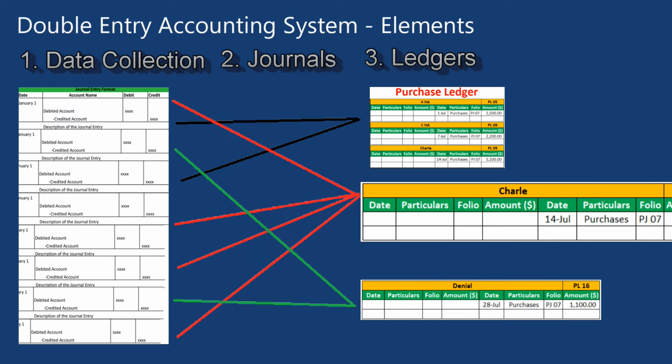Out of these 1000 journals, you transferred all purchases to the purchase book, all sales to the sales book, all petrol expenses to the petrol book, and all cash transactions to the cash book. So you are maintaining individual accounting heads, which are called ledgers. The process is called ledger posting, and the statement is called a ledger statement.